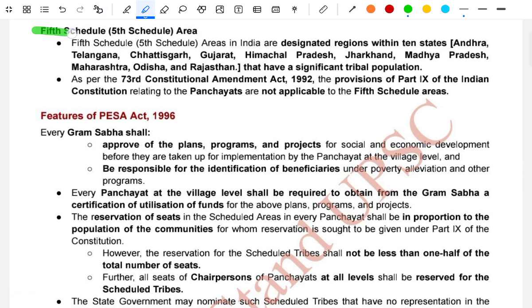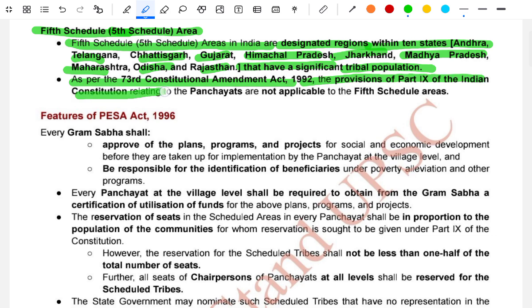The 6th Schedule and the 5th Schedule. The Fifth Schedule areas in India are designated regions within 10 states: Andhra Pradesh, Telangana, Chhattisgarh, Gujarat, Himachal Pradesh, Jharkhand, Madhya Pradesh, Maharashtra, Odisha, and Rajasthan that have a significant tribal population. As per the 73rd Constitutional Amendment Act 1992, the provisions of Part 9 of the Indian Constitution relating to the panchayats are not applicable to the 5th Schedule areas.